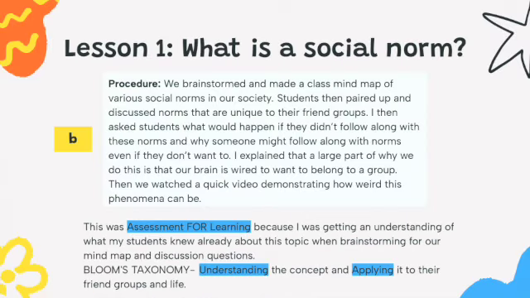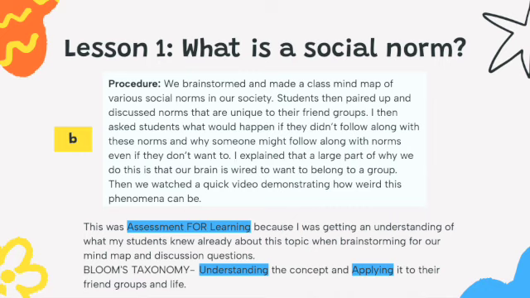To begin, we began talking about what is a social norm. So we brainstormed and made a class mind map of various social norms in our society. Students then paired up and discussed norms that are unique to their friend groups. I then asked students what would happen if they didn't follow along with these norms, and why someone might follow along with norms even if they didn't want to.